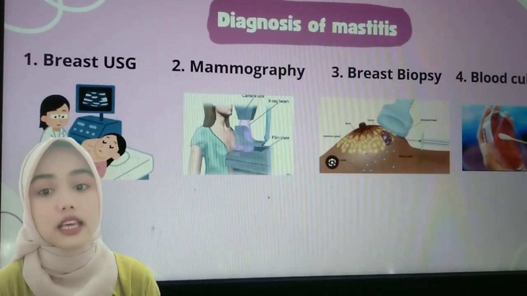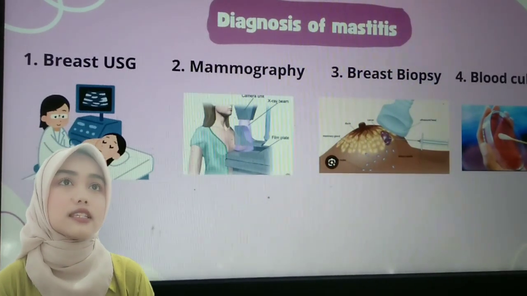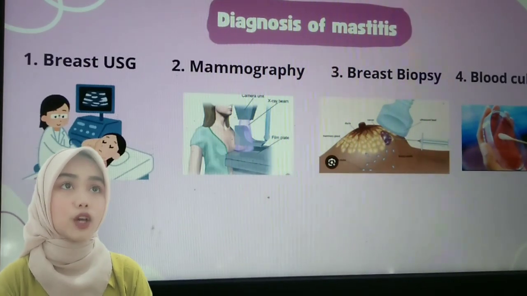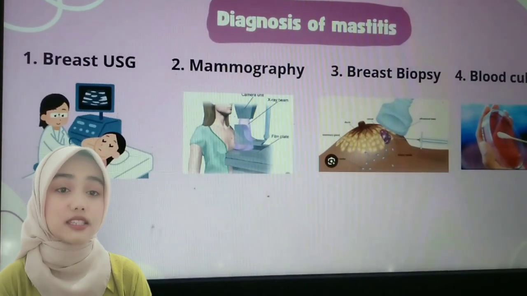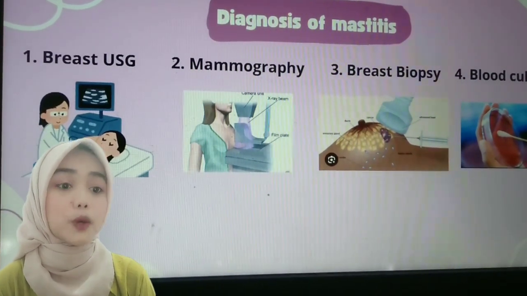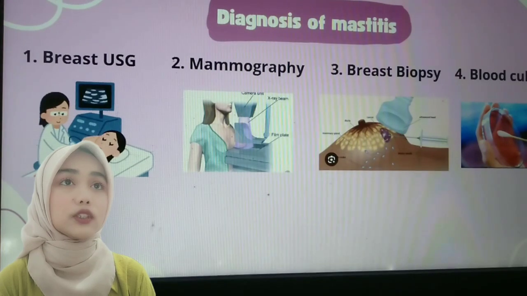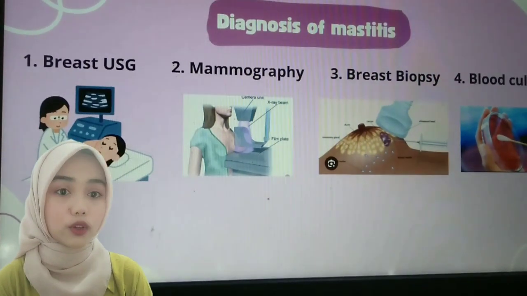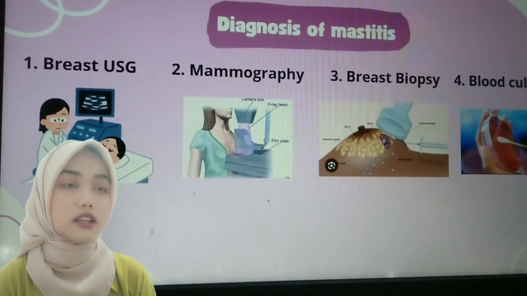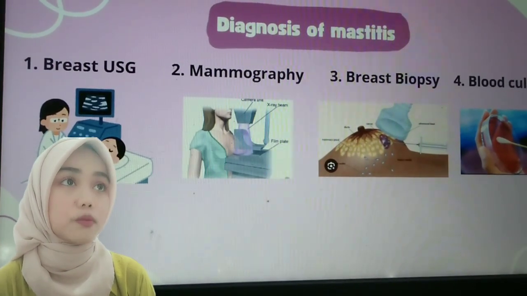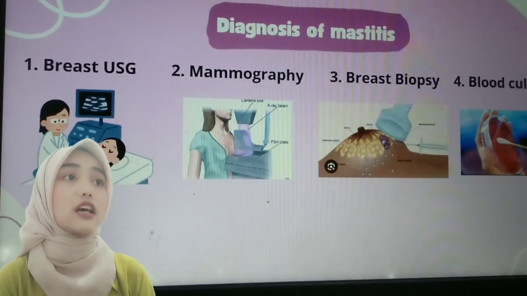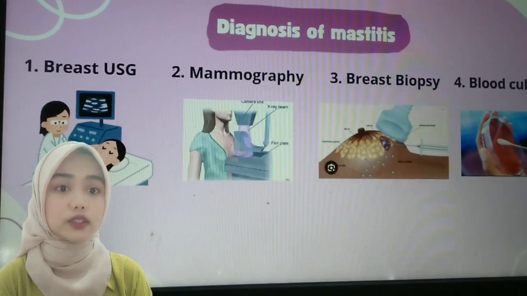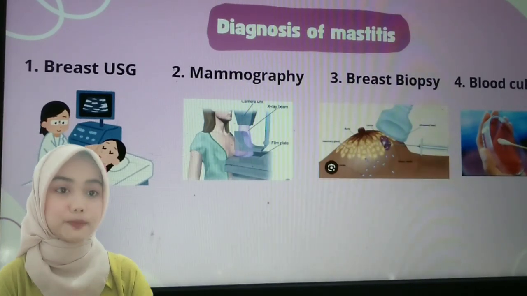The first is breast USG, to check for lumps in the breast, and the second is mammography, used to check for signs of breast cancer. The third is breast biopsy, which is done by taking a sample of breast tissue for examination in the laboratory. And the fifth is blood culture, an examination carried out if mastitis continues to occur or gets worse. This is aimed to find out the bacteria that cause the infection.